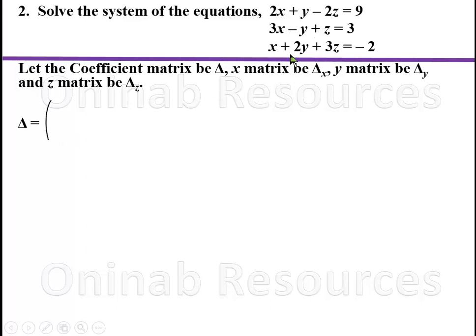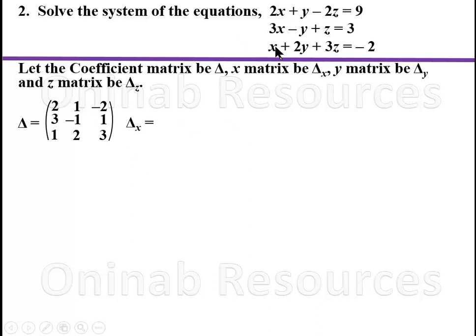So again we form the first one, which is the collection of the coefficients of the variable x, y, and z. The first row will be the collection of the coefficient of x, y, and z from the first equation. That's going to give us 2, 1, negative 2. The second row we have a 3, negative 1, and 1. And the third row we have the coefficient 1, coefficient 2, coefficient 3. So we are there. We go to the x matrix, which is delta x.